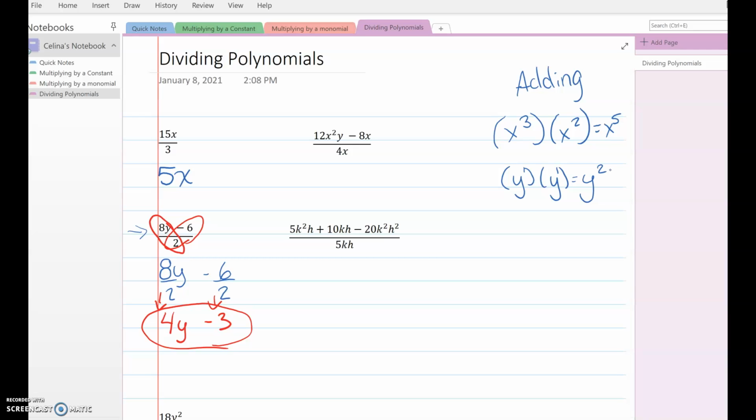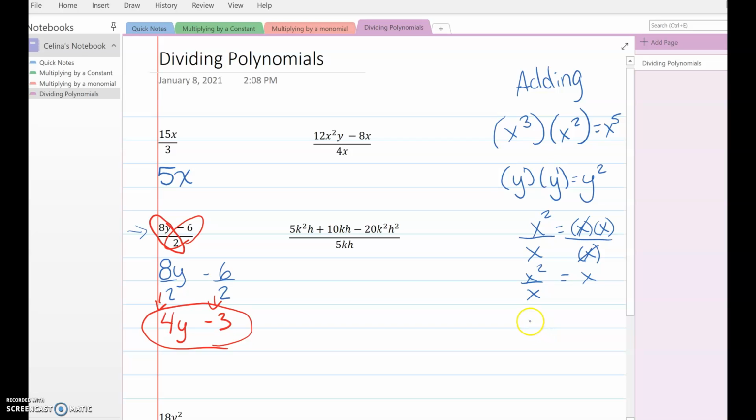So let's say we had x squared on top and an x on the bottom. If I wanted to expand this out, x squared is just x times x. And on the bottom, we have that one x left. If you have the same thing on the top and the bottom, they can cross each other out, so they can cancel out. And we're just left with one x on the top. So x squared divided by x, we're left with 1x.